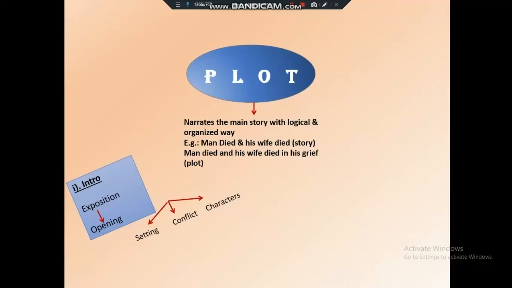There are some important steps of plot that you need to understand, because when this question comes, discuss the plot of the play, or what is the plot of the play, or which are the steps of the plot of the play Merchant of Venice, you are going to discuss them one by one in detail. I have given you some important points. You are going to only explain them.